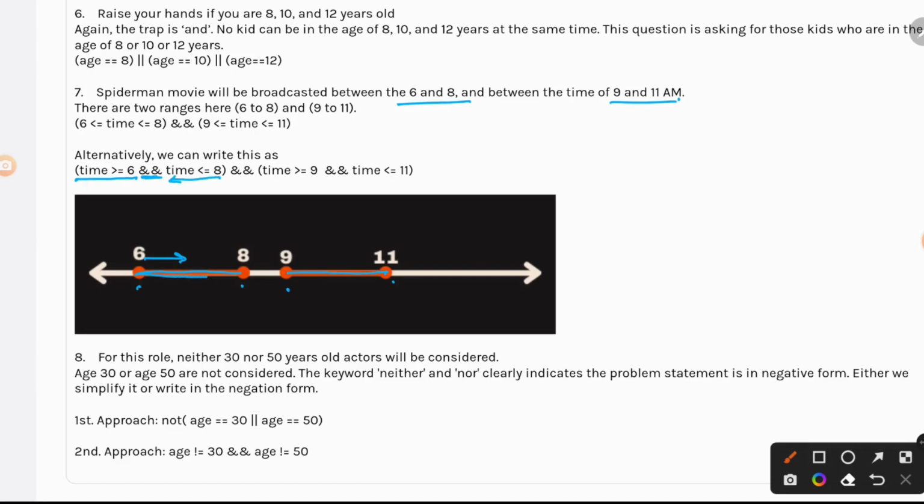When you are finding a range like this between two numbers, you always use and. More than this and less than that. And another condition is time is greater than 9 and time is less than 11. In both the cases, the movie will be shown. Now, we are not doing an or here. By doing or, we are saying either this or this, which is not the case, right? So this and this, these are the only two slots in which the movie will be shown.